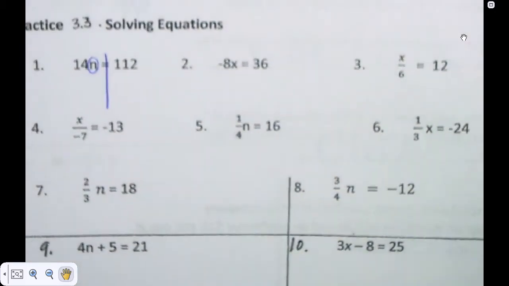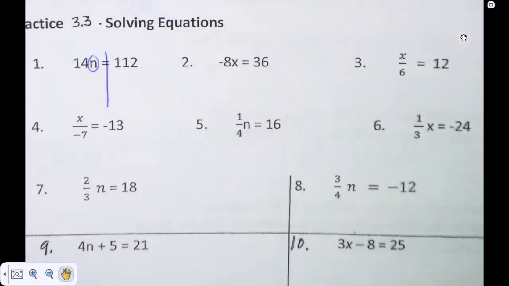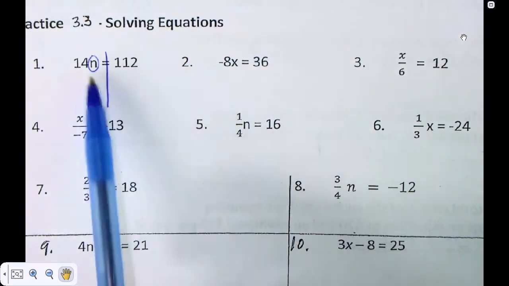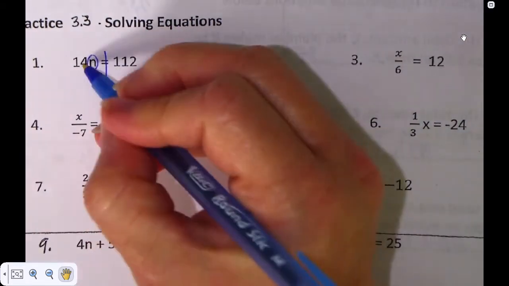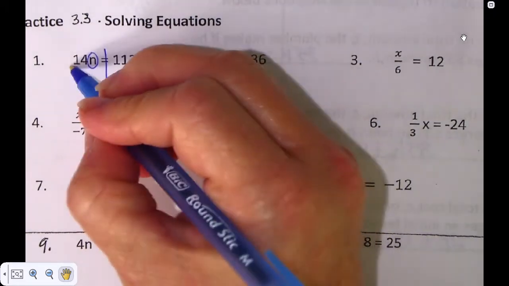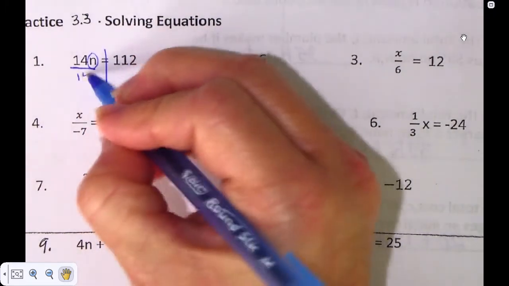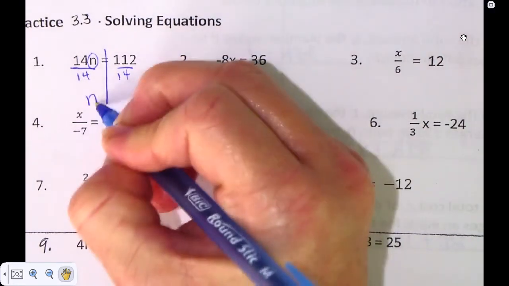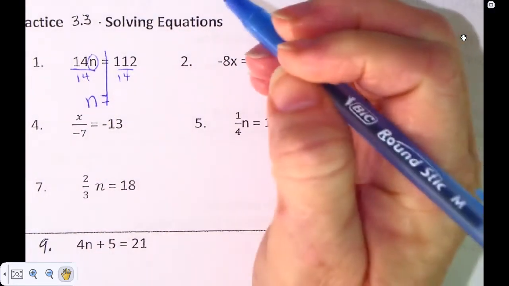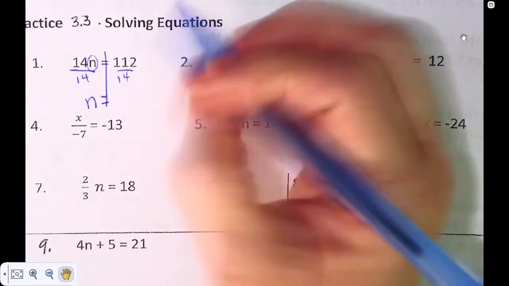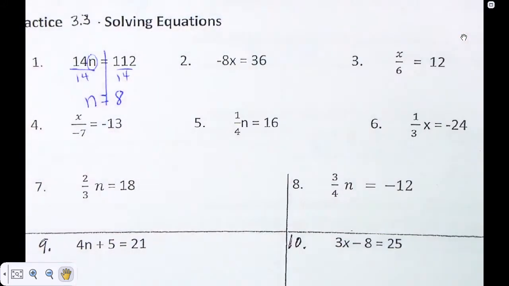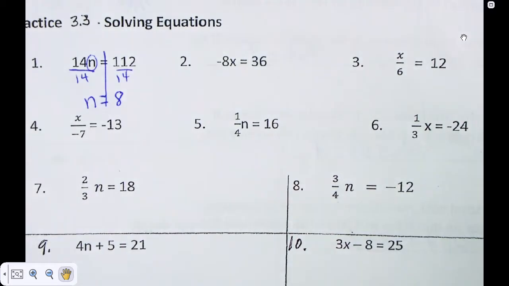Circle the n, draw a river. That says 14 times n. So to get rid of the 14, we have to divide by 14. So n equals, calculate, 112 divided by 14. 8.